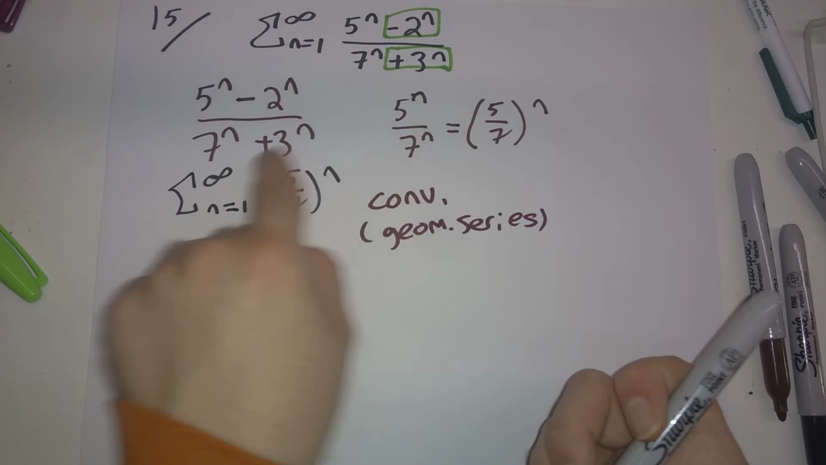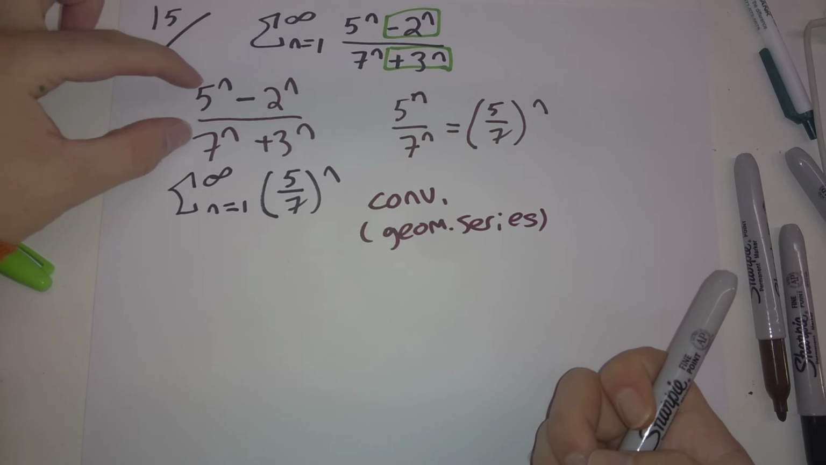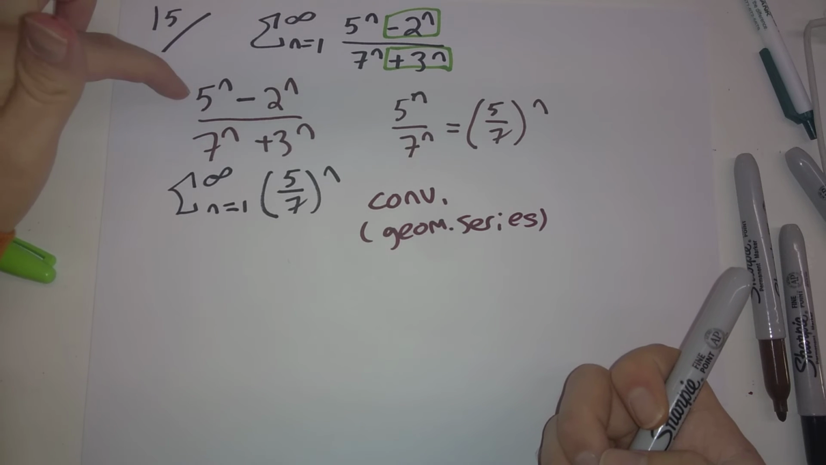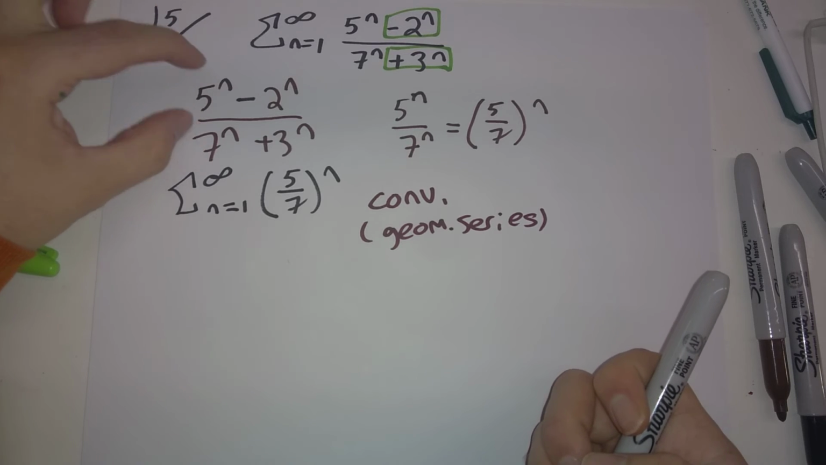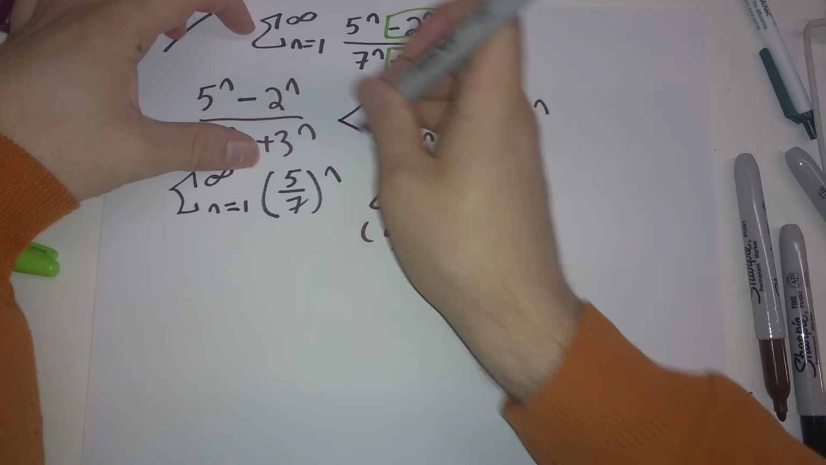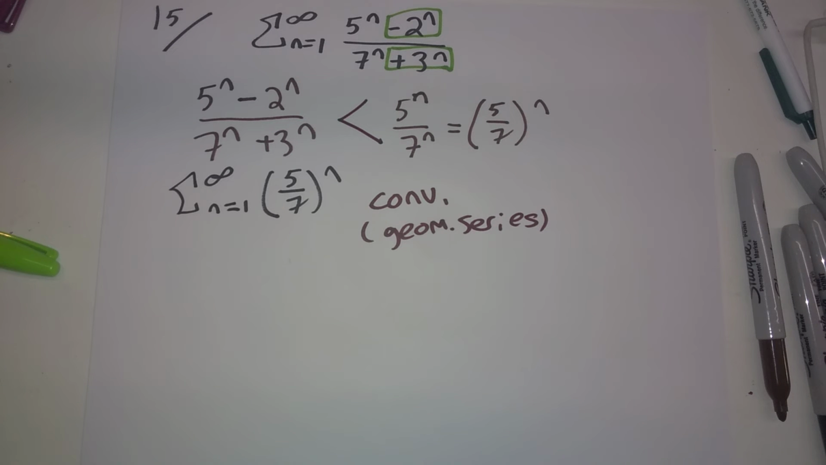Okay, which of these fractions is bigger? Well, this one on the left has a smaller numerator and a larger denominator. Both of those make it smaller than this fraction here. Okay, so this is the direction of our inequality.